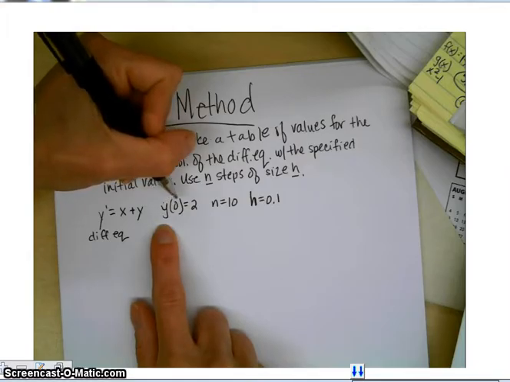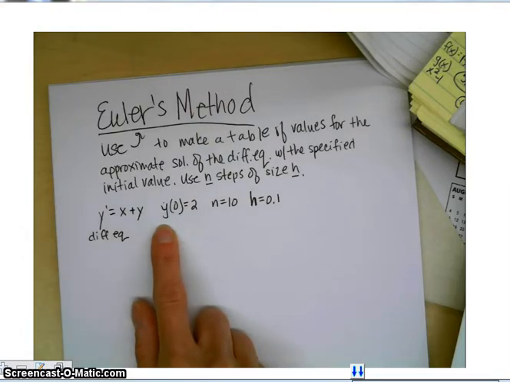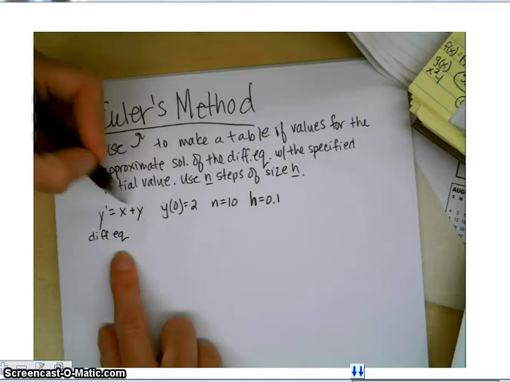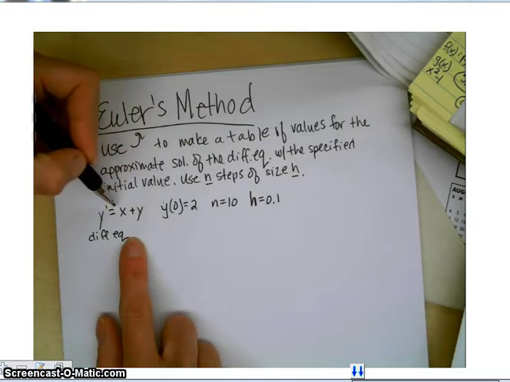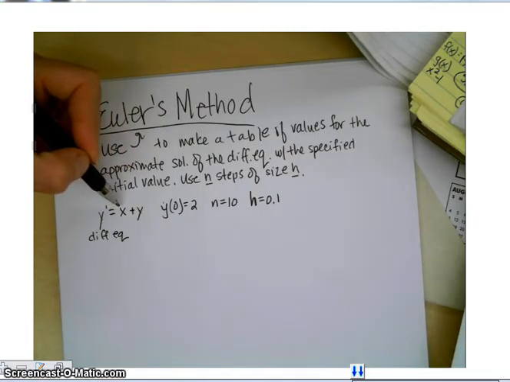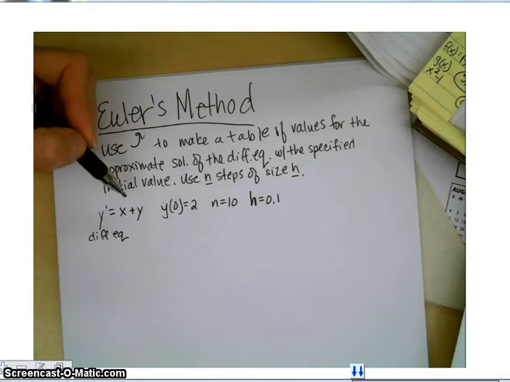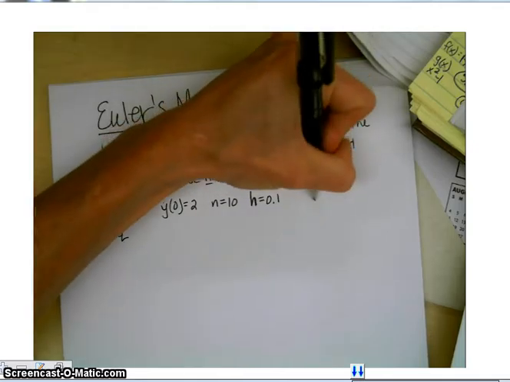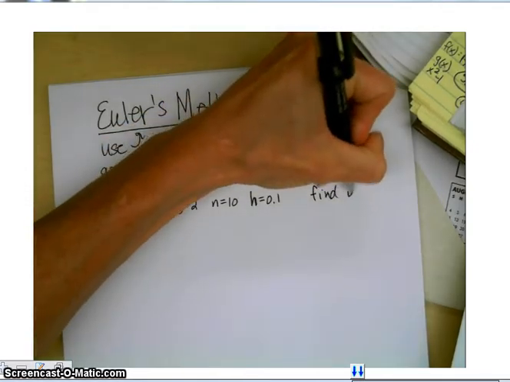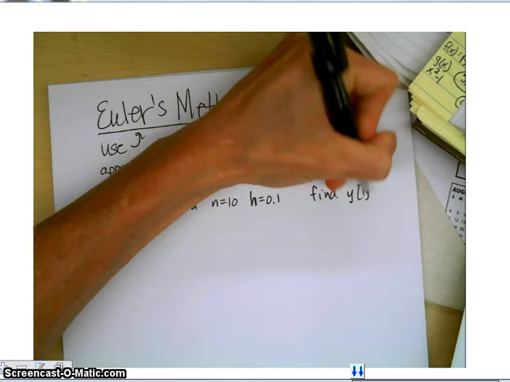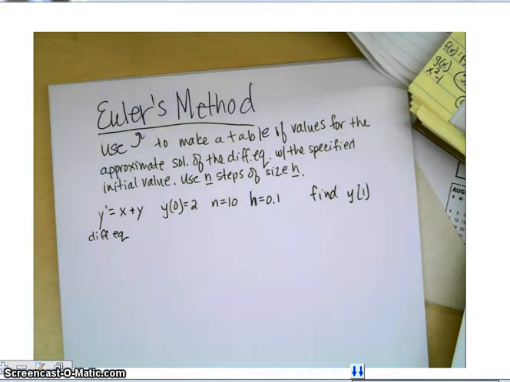Typically, if you're going to use Euler's method, you would say, here's my differential equation. Estimate the value of y of 1. Okay, so I'm going to add this in here. So we're going to find y of 1. We're going to estimate it.